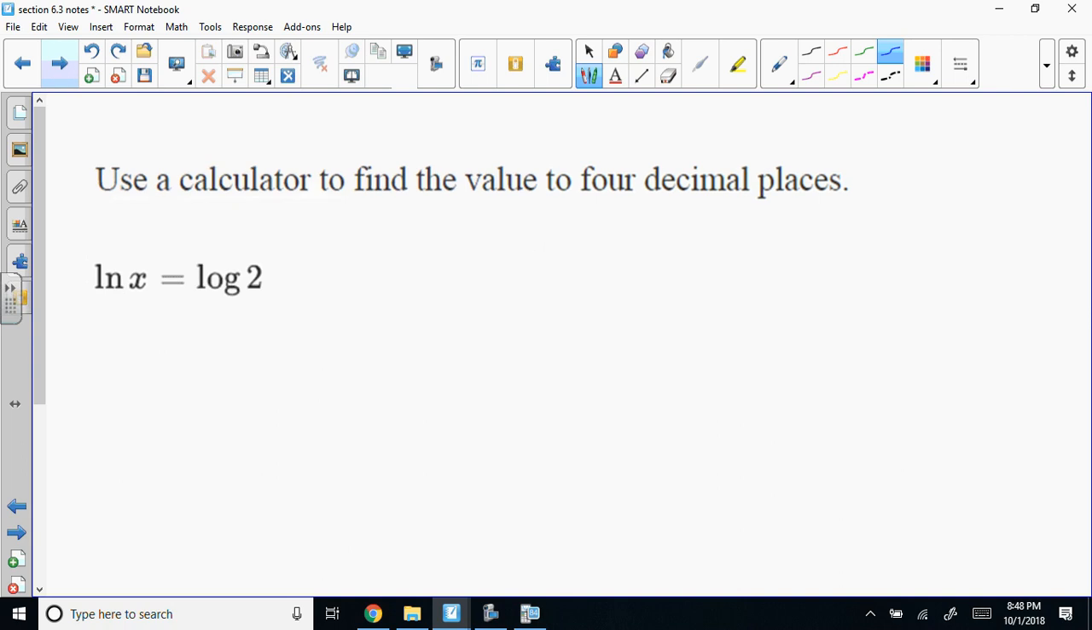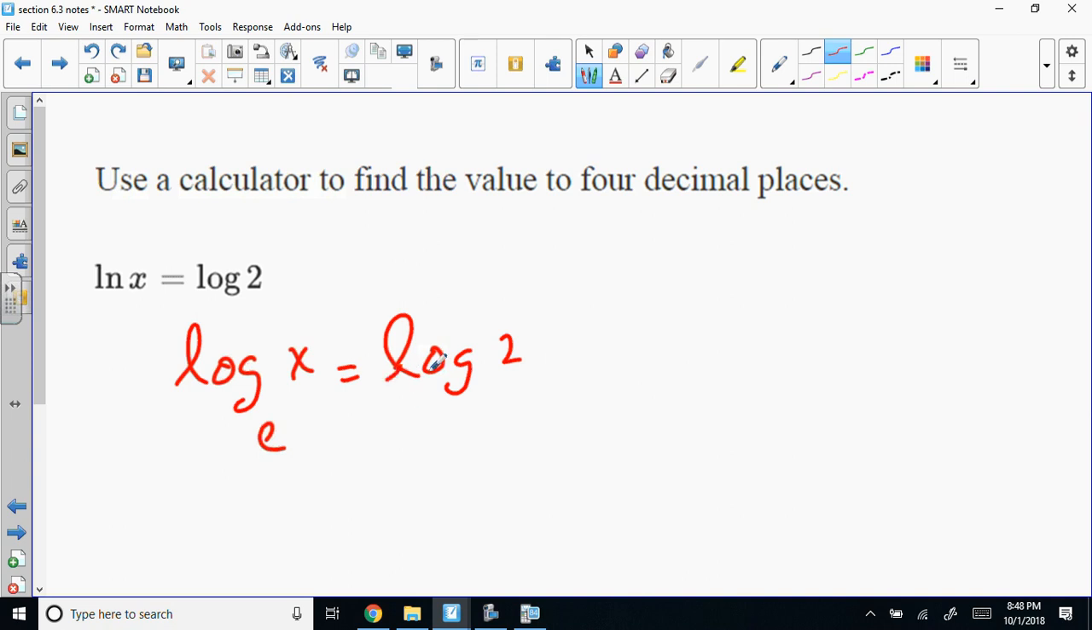Use a calculator to find the exact value to 4 decimal places. Oh, snap. Well, how are we going to do that? Well, can you find the log base 2? Look, all you got to do is say that's log of e of x equal to log of 2, right? It's a common log, right?